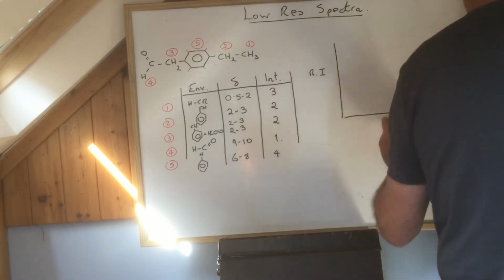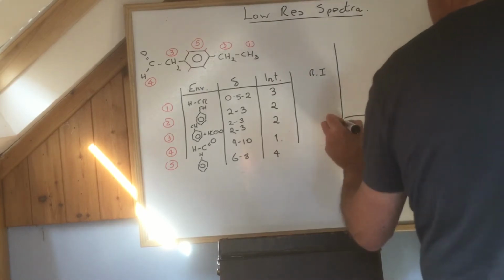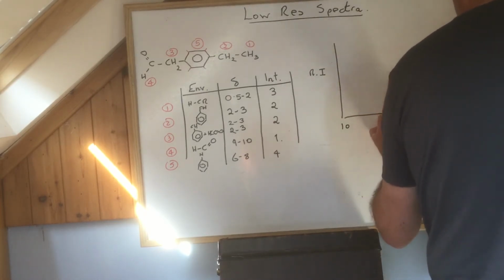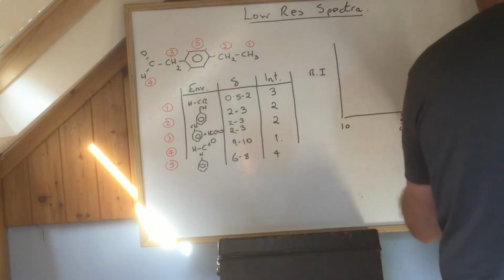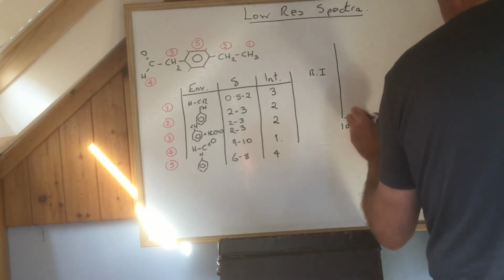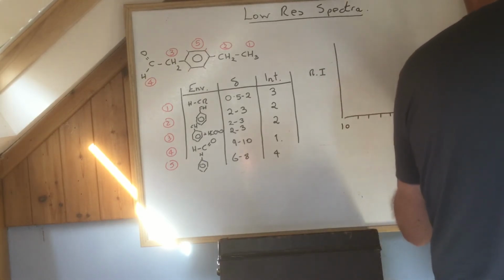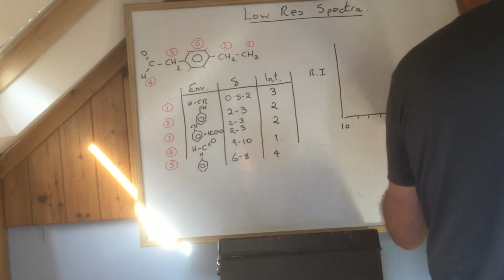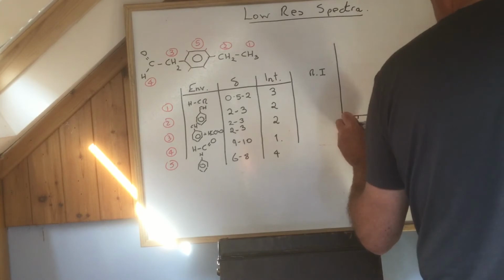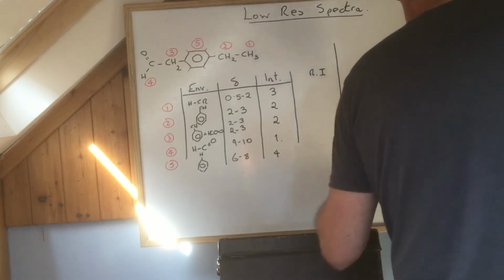Relative intensity. Chemical shift. 10, 0, because that will encompass everything. 5. 1, 2, 3, 4, 5, 6, 7, 8, 9. 1, 2, 3, 4, 6, 7, 9.